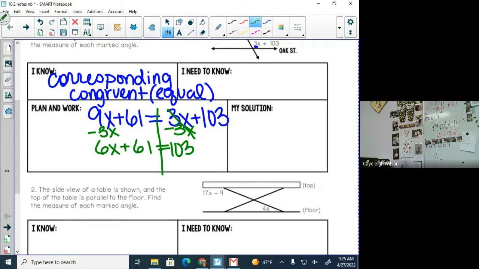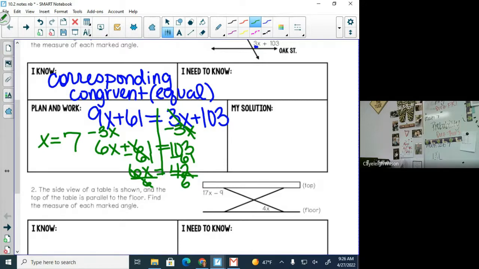And then it's just a 2-step equation. I'm going to isolate that 6x by subtracting the 61. So that's 6x equals 42. Divide by 6. And x equals 7. Now, a lot of people are going to want to stop there and say, that's my answer. I'm done. But it's not the answer because the question said, find the measure of each marked angle.